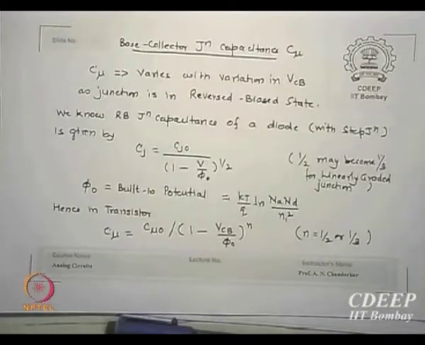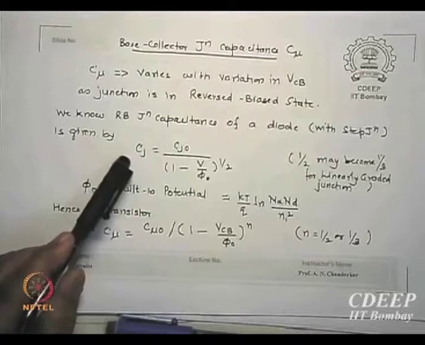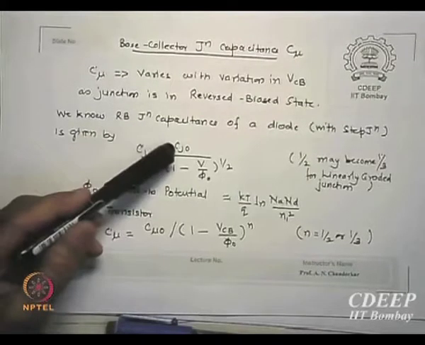Now the problem is, if I apply larger VCB, this depletion layer will increase or decrease? Increase. That's what the reverse bias is. The capacitance will decrease. Is that correct? So we say this capacitance is a function of reverse bias, whatever VCB I apply. So I say this junction capacitance is Cj0.